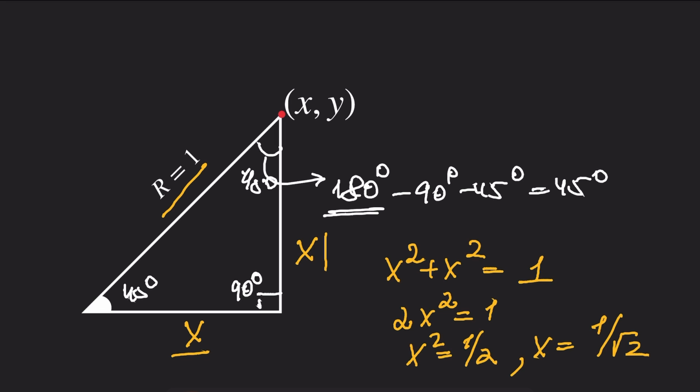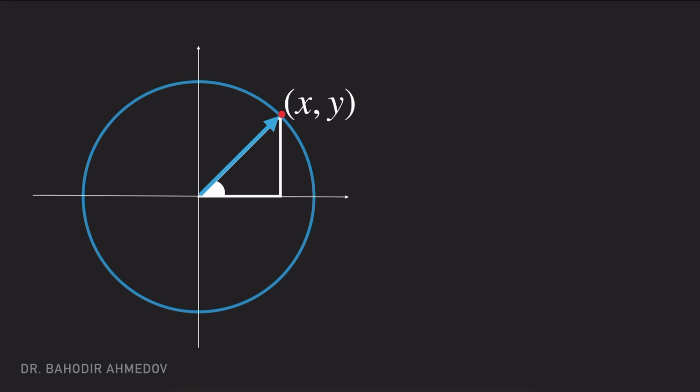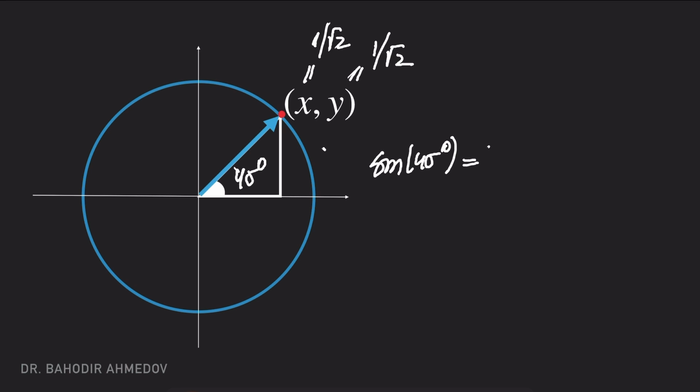So essentially, the x and y sides of this triangle are the same. So that is why for this point, the x and y coordinates are going to be the same, and they are equal to 1 over square root of 2. So x is equal to 1 over square root of 2, and y is also equal to 1 over square root of 2 for this angle, which is 45 degrees. This leads to the conclusion that the sine of 45 degrees is equal to 1 divided by the square root of 2, and at the same time, the cosine of 45 degrees is also equal to 1 over square root of 2.